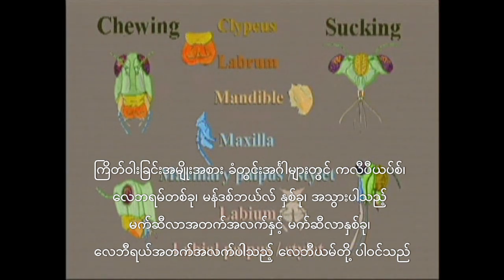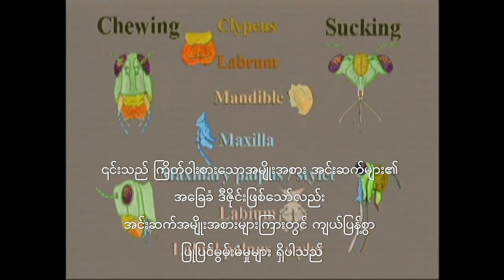Chewing-type mouthparts consist of a clypeus, a labrum, 2 mandibles, 2 maxilla or teeth with maxillary palps, and a labium with labial palps. This is the basic design of chewing-type insects, but there are extensive modifications among insect types.